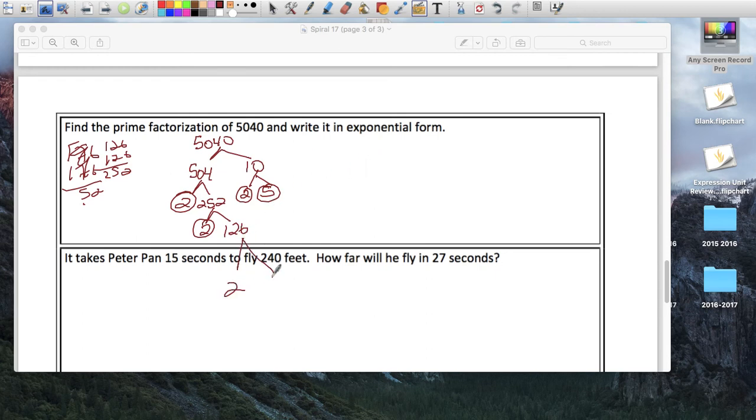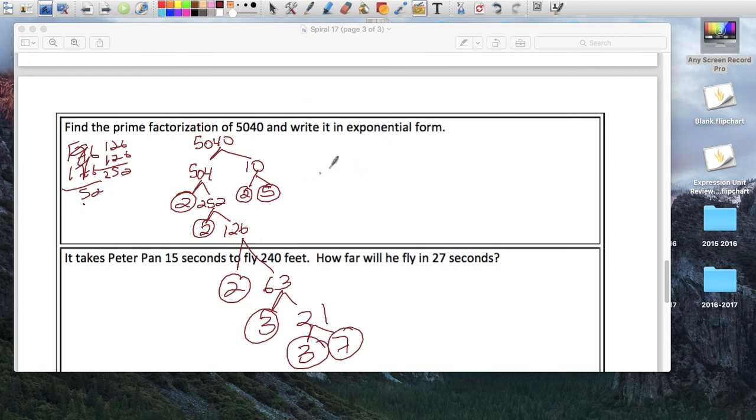I'll break it up into 2 and 63. That works. I'm going to keep circling my prime numbers. 63 is going to be 3 and 21. And 21 is going to be broken up into 3 and 7. So once my numbers are prime, I circle, because that tells me I don't have to go anymore.